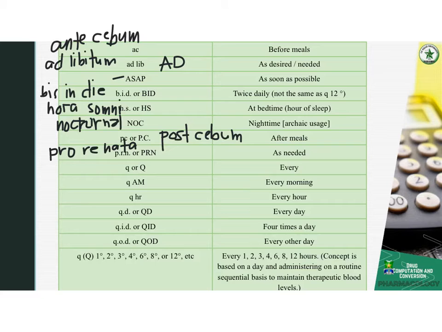Okay, PRN stands for pro re nata, which means as needed or as the circumstances arise. So that's pro re nata, so kung kinahanglan lang. Para dili maglibog, ad lib means as desired. We will take as needed for PRN, or pro re nata.